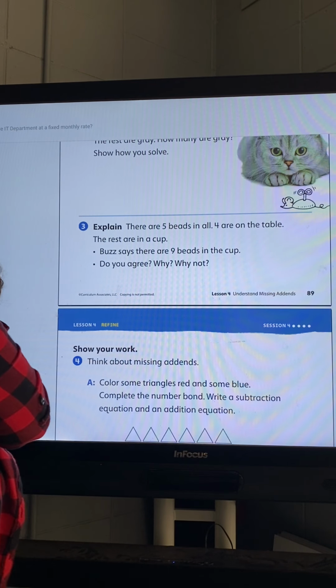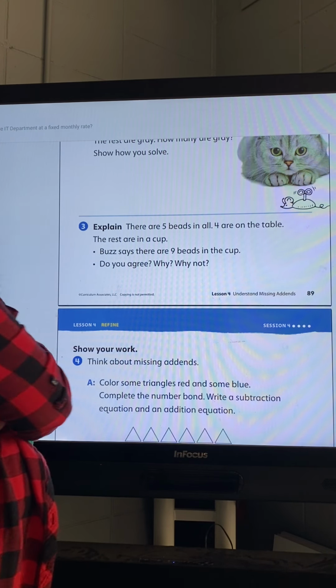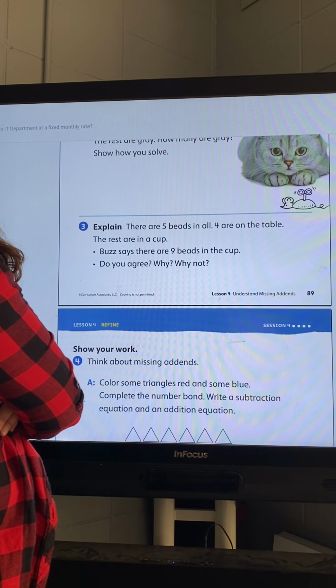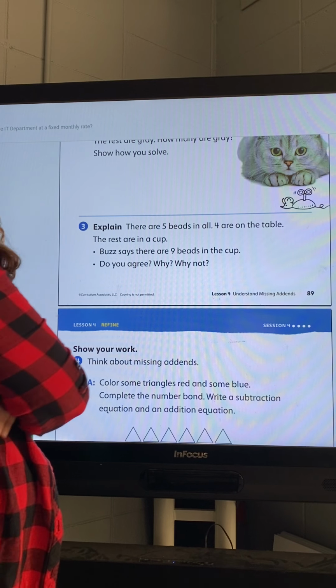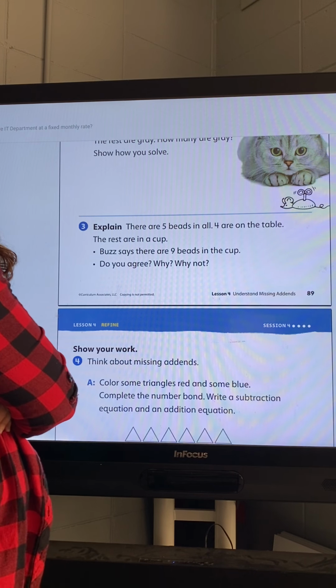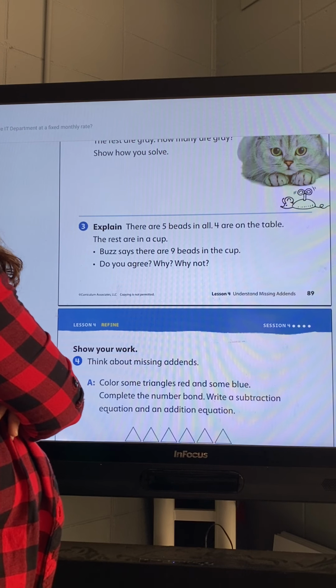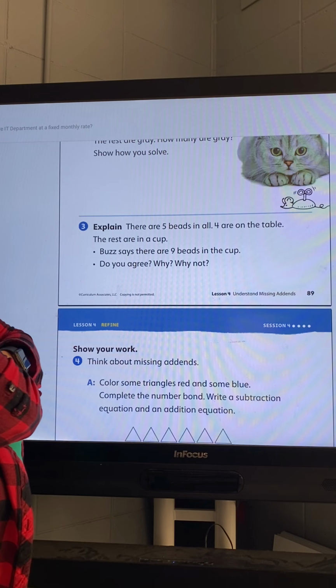Buzz says, there are 9 beads in the cup. Do you agree or not? Let me read it again. There are 5 beads in all. 4 are on the table. The rest are in a cup. Buzz says there are 9 beads in the cup. Do you agree?